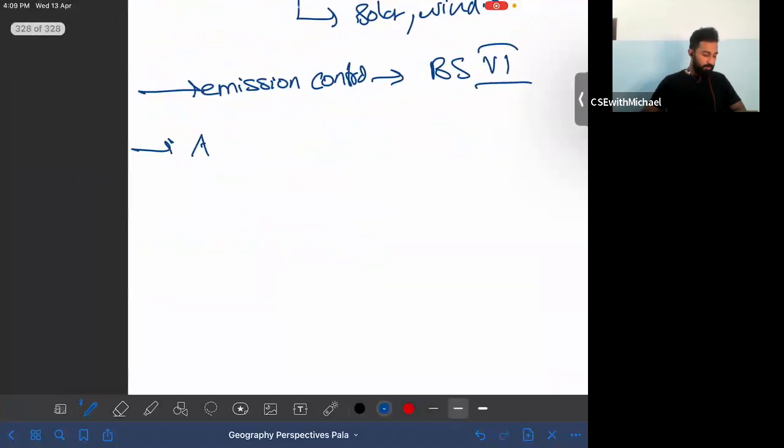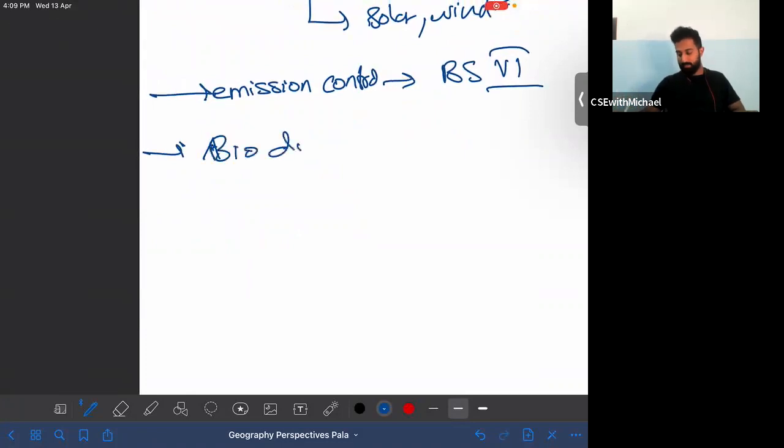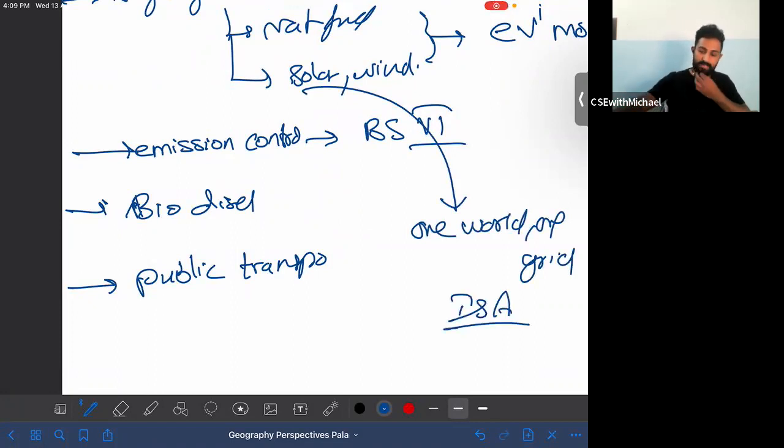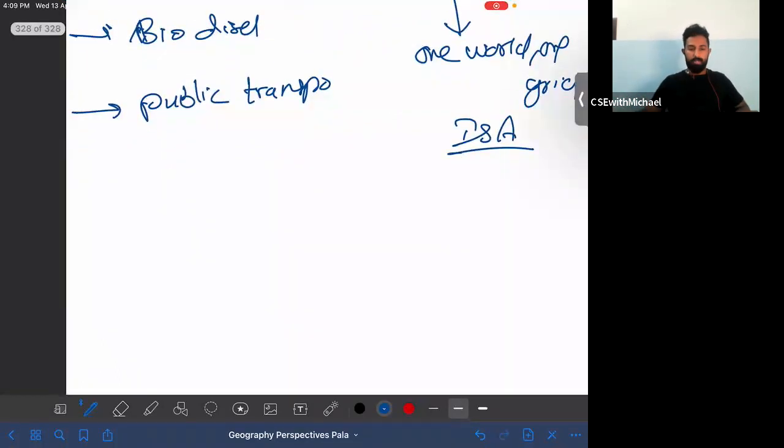So such points can be improved and incorporated. Biodiesel policy is there, biodiesel mixing is there. Promoting public transport is another option. Even if you are going for a scheme in solar, you can say One World, One Grid by India, International Solar Alliance by India. These are other measures we can cite as solutions. So that would be about the energy crisis.